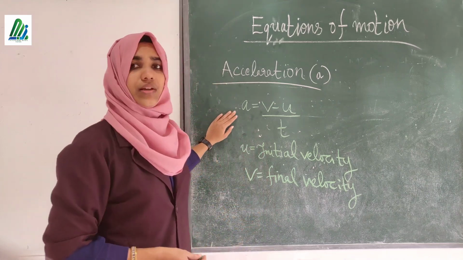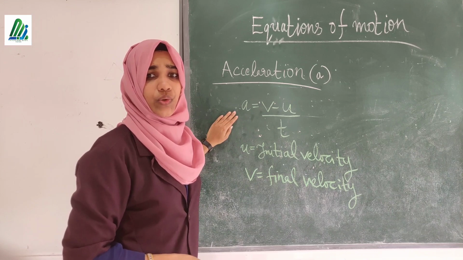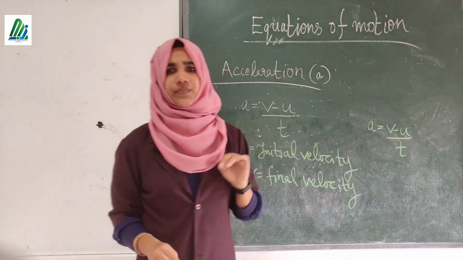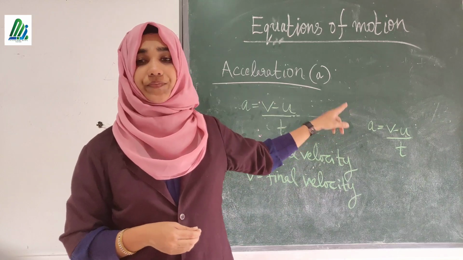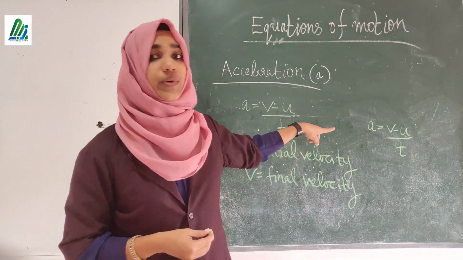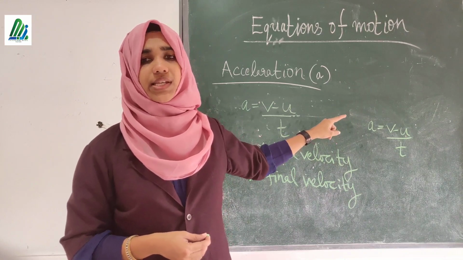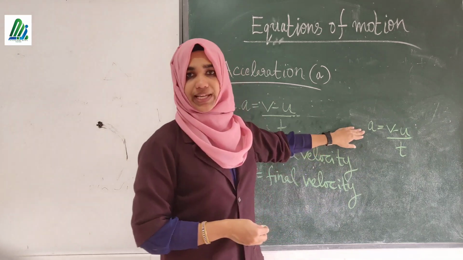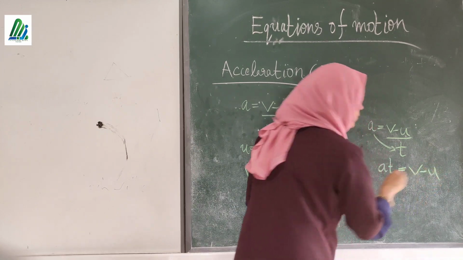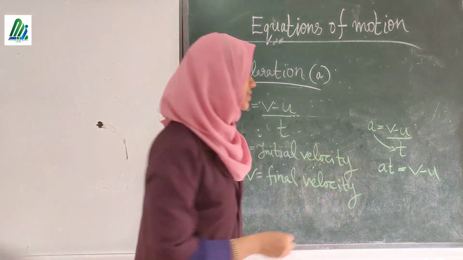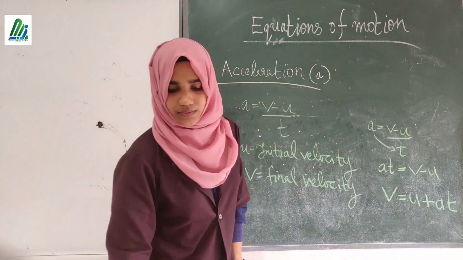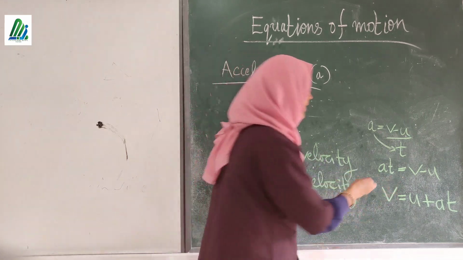Okay, so we know acceleration a equal to v minus u by t. From this equation we can find out the equation for final velocity, that is v. By cross multiplying this we get at equal to v minus u. We want to find the final velocity, so I am taking v outside. So we will get v equal to u plus at.